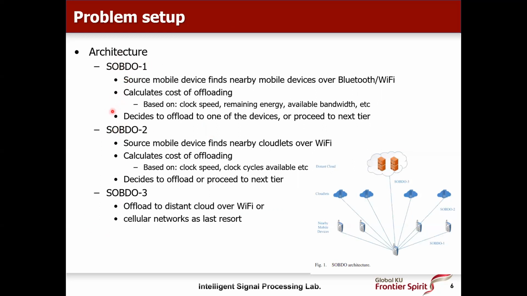First one is SOPTO 1. This is where it tries to assign an appropriate mobile device in the vicinity, based on the cost of offloading. If it can't find a suitable device, it moves on to the next layer, which is SOPTO 2. This is the same thing, but it tries to find an appropriate cloudlet. And if it can't find an appropriate cloudlet, then it moves on to SOPTO 3, which is moving the processing to a distant cloud.